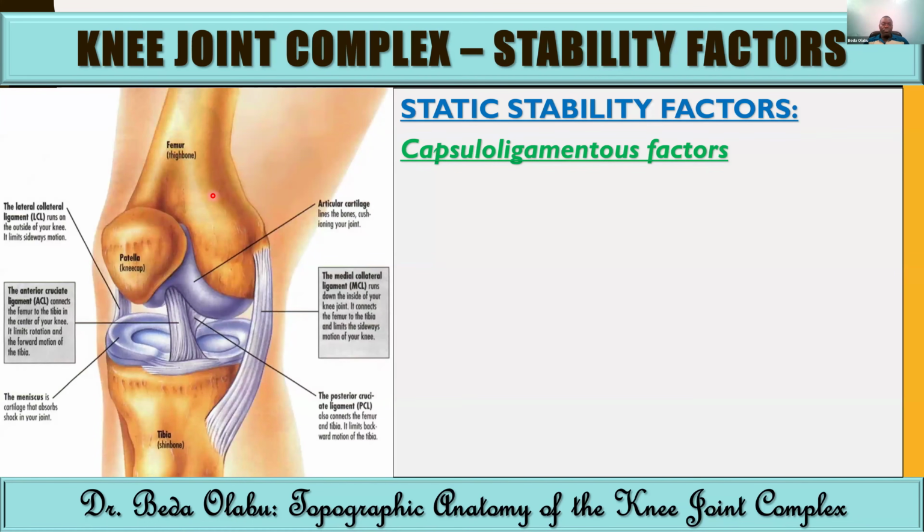Great. We have done bony factors, but we've also talked about the contribution of the knee menisci. Let's look at the other static stability factor, which are the capsulo-ligamentous factors, so capsule and ligaments. The capsulo-ligamentous factors constitute the main stability factor of the knee joint because, as we just mentioned, bony configuration is not that much. So for the knee, ligaments are the thing. Unlike the hip, where bony configuration was the thing, the ball of the femur fits nicely into the socket of the acetabulum. But here, the ligaments are the ones that play the major role.